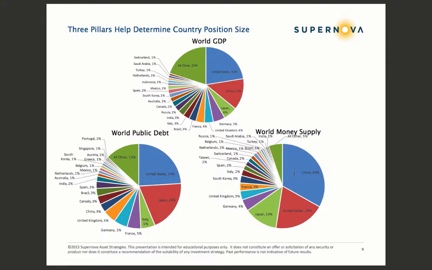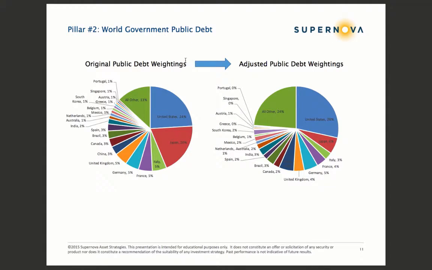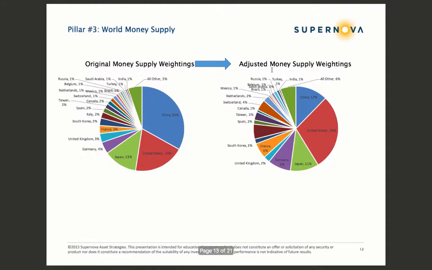We use three pillars to help determine country position size: world GDP, world public debt outstanding, and world M2 money supply. When we're looking at public debt outstanding, we adjust those weightings to underweight heavily indebted countries and overweight underindebted countries. On the money supply side of the ledger, we overweight undervalued currencies and underweight overvalued currencies.